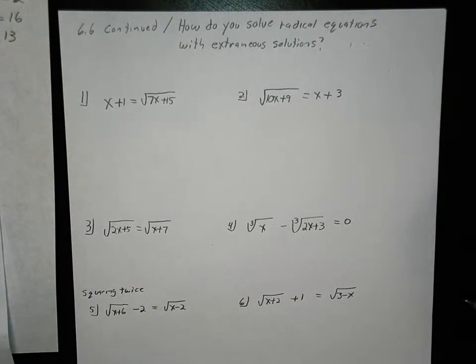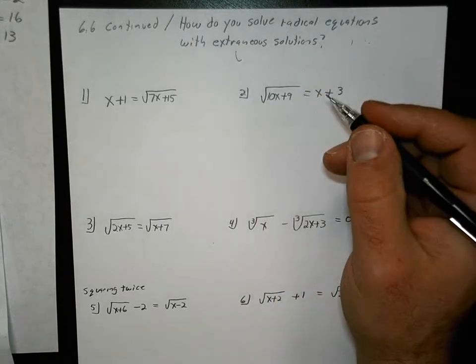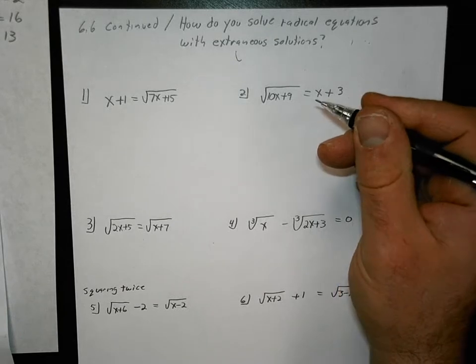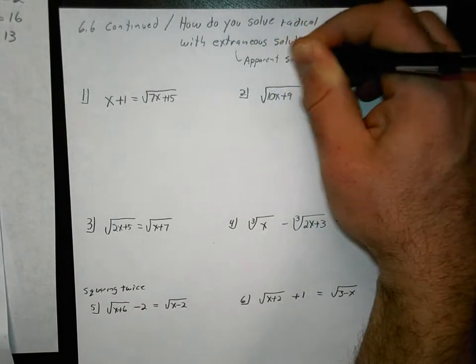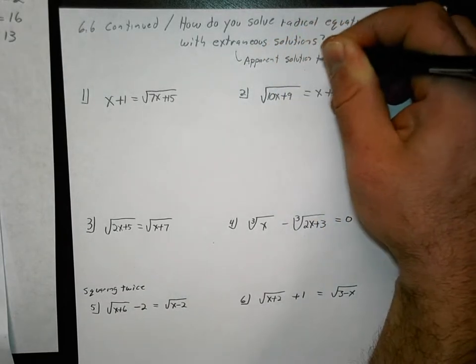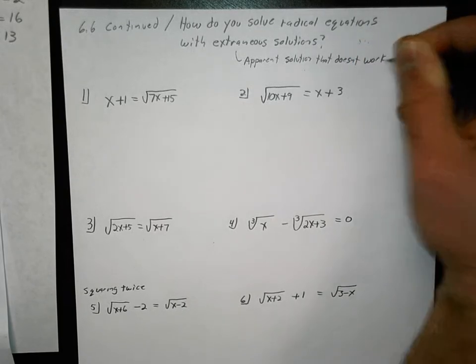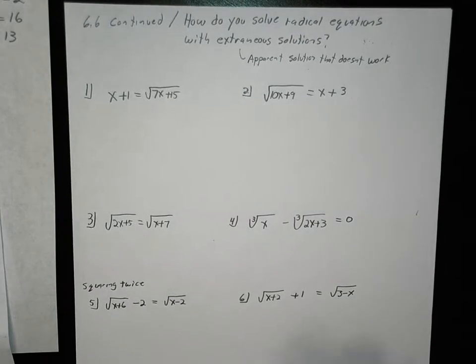Okay, this is the second half of section 6.6. How do you solve radical equations with extraneous solutions? Okay, so what is an extraneous solution? An extraneous solution is an apparent solution that does not work. So you solve it, you get a solution, you plug it back in, it doesn't work. Okay, so let's try a couple of these.